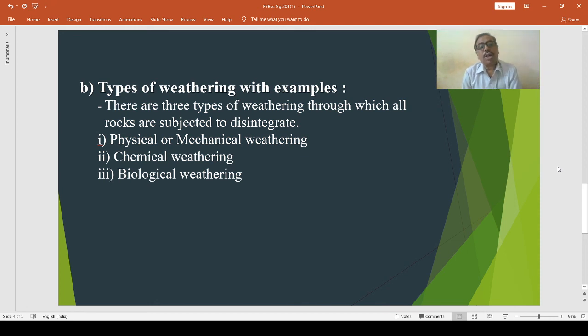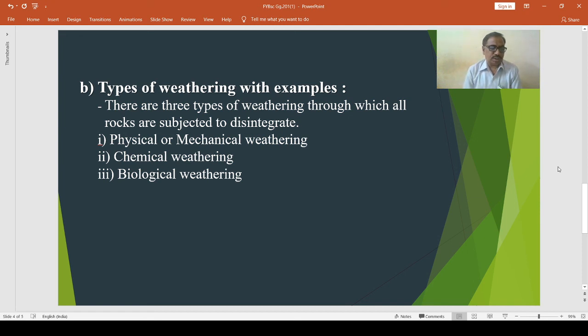It occurs in hot desert regions. Then the exfoliation. Ex means pre-existing and folio means seed. In this process of weathering, the outer layers of the rocks are peeled up into thin concentric flakes, meaning pieces, from the main mass of the rocks. This type of weathering is known as onion weathering.